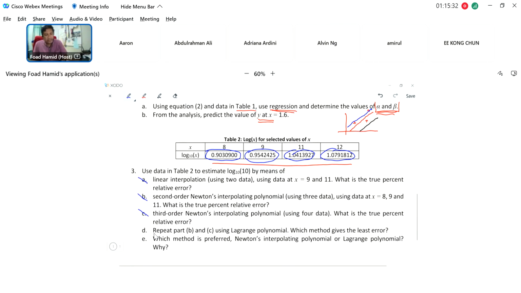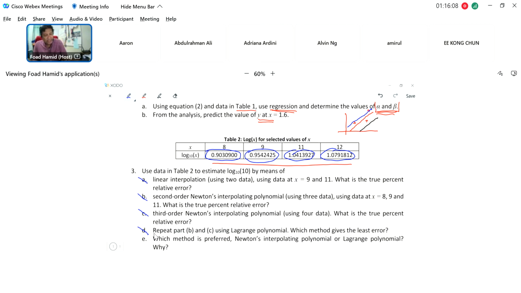Now let's try with Lagrange polynomial. So what is Lagrange polynomial? I think you guys are from BPI, right? Most of you are from BPI. BPI do not need to take finite element. But I think lately you should take it, because finite element is becoming mainstream now.